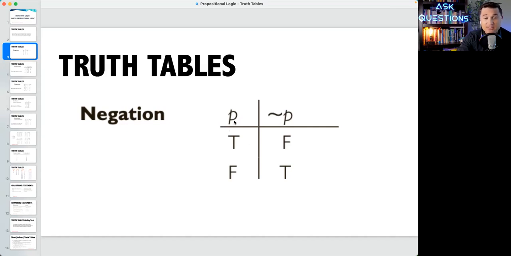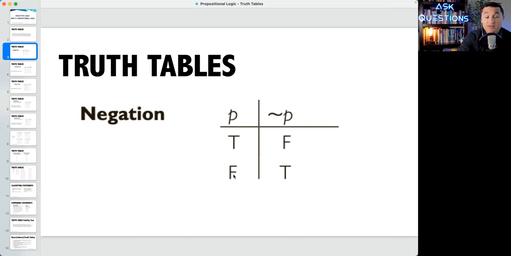And by definition, that statement's either true or false. It's either true or false. Hence, the negation of that proposition is going to have the opposite truth value. So if P is true, then not P is going to be false. So that should be pretty clear, I hope.